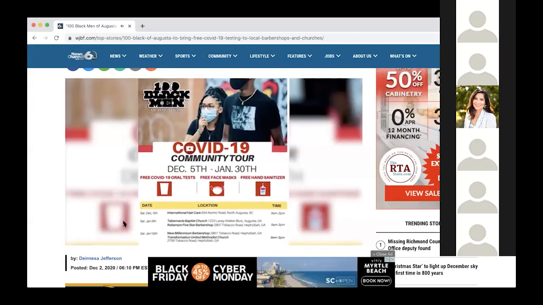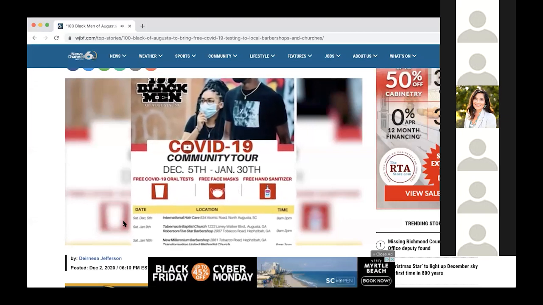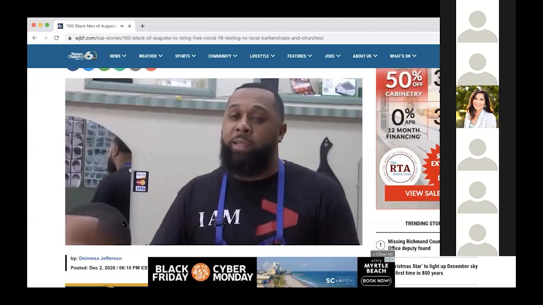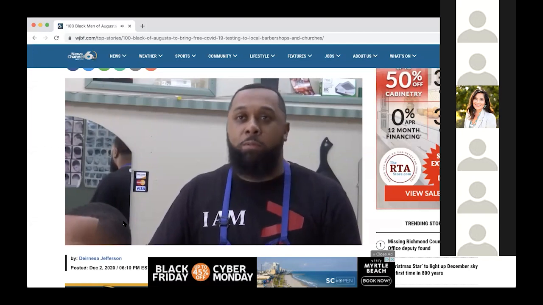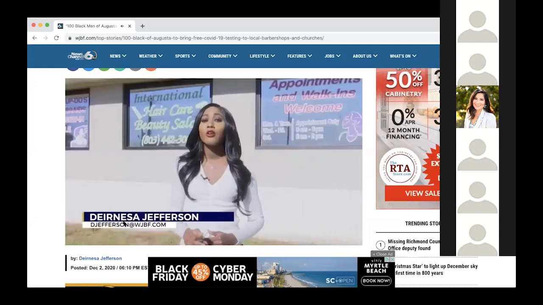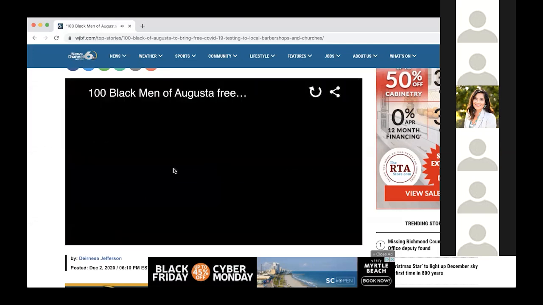Shops and churches from December 5th through January 30th. I'm all in, man. Anything to help the community and our people. 100 Black Men of Augusta will kick off their community COVID-19 tour right here at International Hair Care this Saturday from 9 a.m. to 3 p.m. In Augusta, Derenice Jefferson, WJBF News Channel 6.